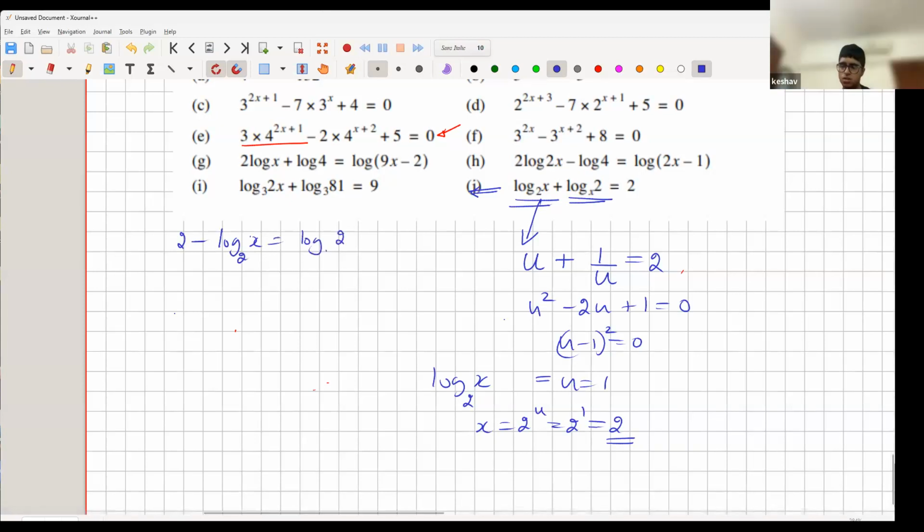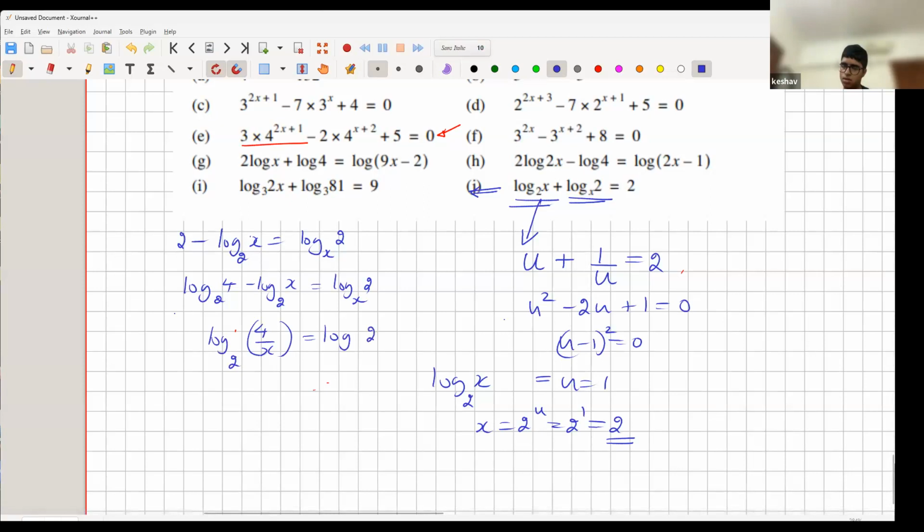Since 2 is log 4 base 2, I got log 4 base 2 over log x base 2 is equal to log 2 base x. And since you can change the bases when you're dividing, I just did log 4 base x divided by log x base x is equal to log 2 base x.